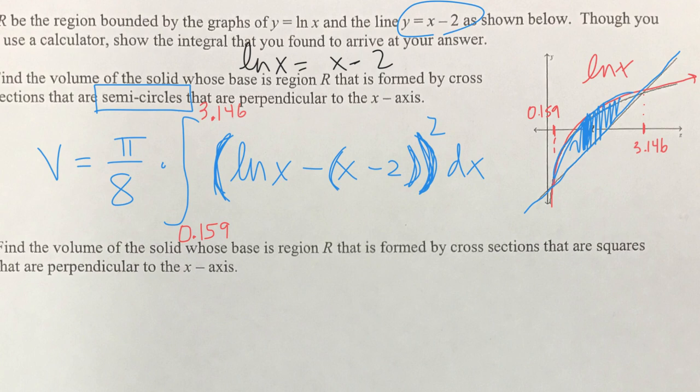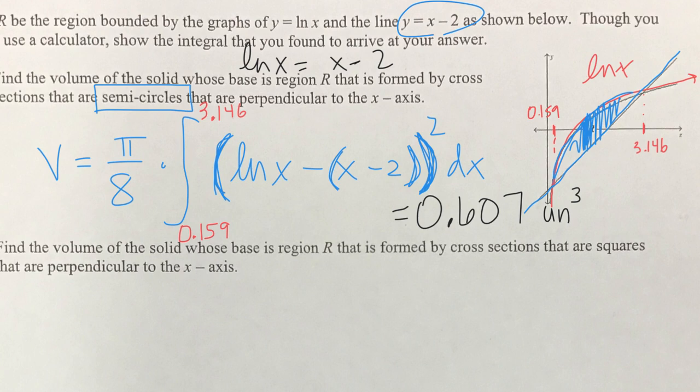Okay, so now you put this whole thing into your calculator, and it will tell you the volume where you have semicircles as the cross-sectional area. So 0.607 is what my calculator told me the answer was, and our units are cubic, right? Cubic units because it's a volume. We're finding a volume, so the volume are cubic units.